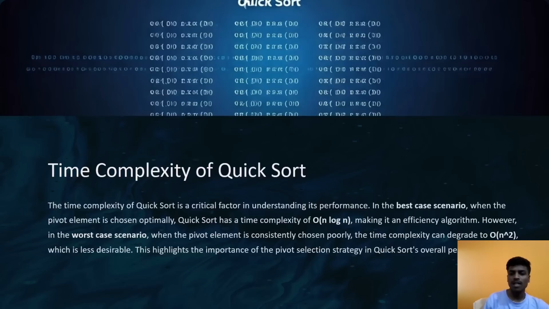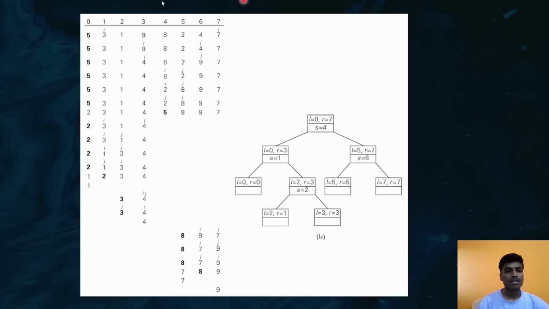In the best case scenario, when the pivot element is chosen optimally, quicksort has a time complexity of O(n log n). So the best case is O(n log n), making it an efficient algorithm. However, the worst case scenario is O(n²), which is huge and less desirable. This highlights the importance of the pivot in the quicksort algorithm.